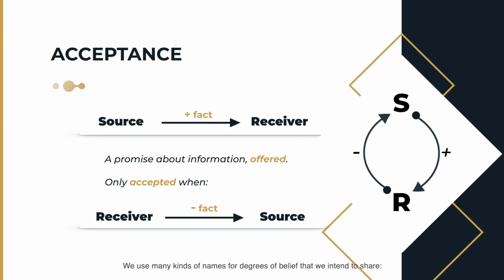We use many kinds of names for degrees of belief that we intend to share: claims, facts, proposals, assertions, and so on. Whether or not a claimed fact is actually true or not is a different issue. We can't really be sure, and that's why a fact is only a promise and not a guarantee. In this example, we see two things: an example of an offer-accept pattern, and the fact is not a truth. In other words, a promise is not a guarantee. Truths probably don't exist in the way we think they do. A fact is only a promise. Any agent receiving the promised fact has to assess for itself.